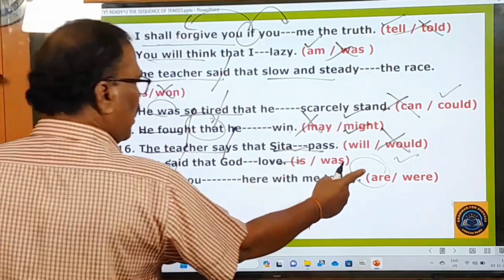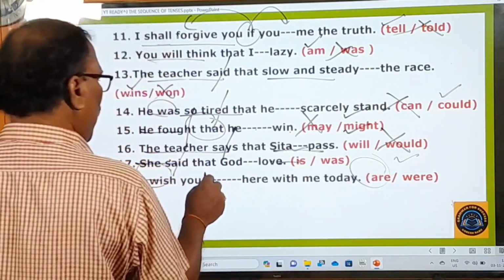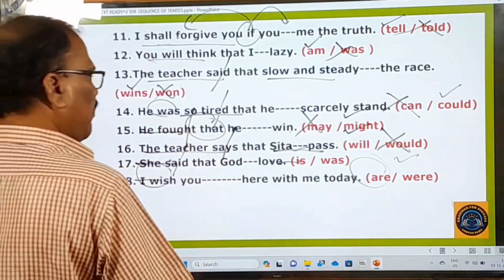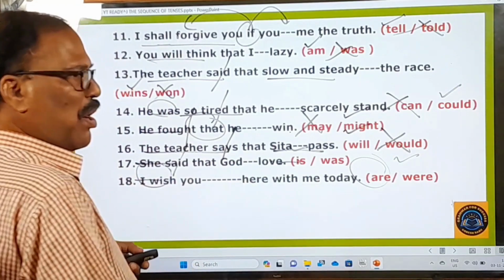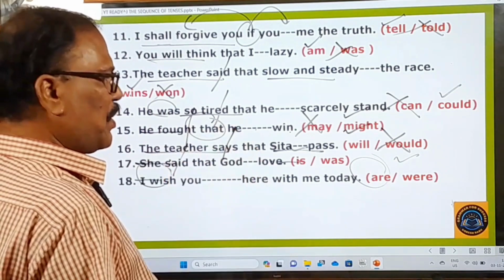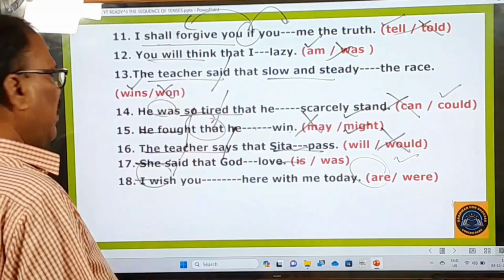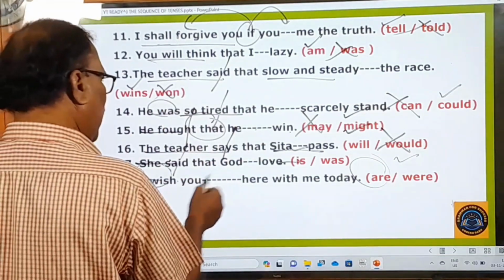Past tense only. Are is present tense, were is past tense. So you have to use only were. I wish you were here with me today. Maybe roju na dagara undi unte baagundedi. I wish that, unte baagundanpistundi. You are not there, but if you were there, that is the meaning. I wish you were here with me today.